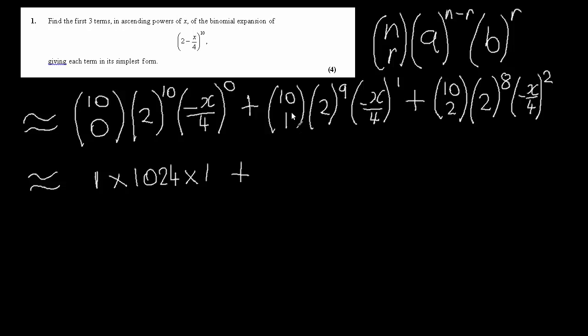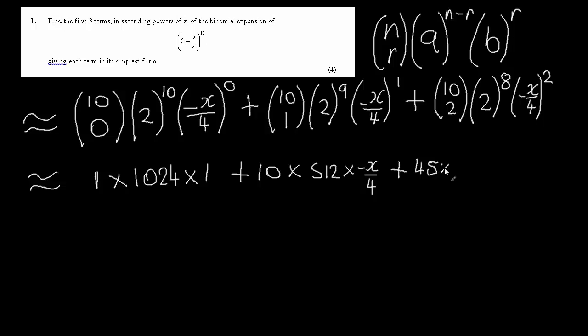The second term, 10 choose 1, again you can use a calculator to work that out, but you may remember that anything choose 1 is just itself, so that will be 10. And then 2 to the power of 9 is 512. And then we are multiplying that by minus x over 4 to the power of 1, which is just minus x over 4. That's the second term.